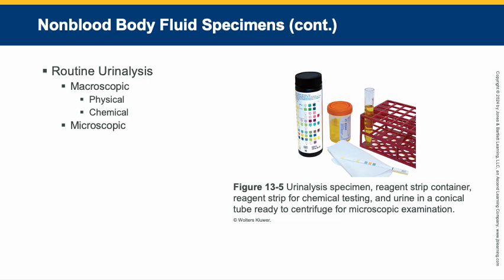If your patient needs it, then they're going to have this conical tube, which is right there in that tube holder, and you're going to spin that urine down, and you're going to look at a microscopic examination of the urine. That has to be done under the microscope. So macroscopic is anything you can do outside of the microscope, and then microscopic is when you have to look at it under the microscope.